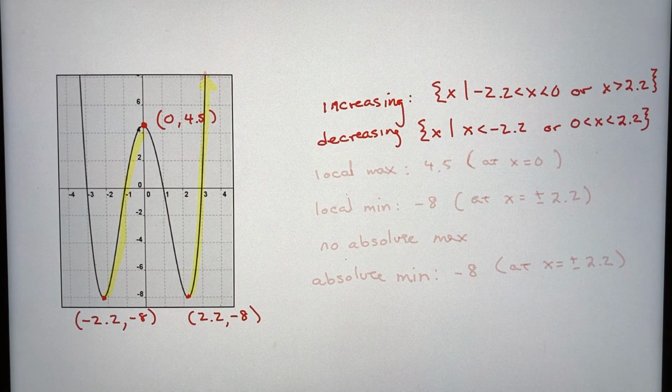Okay, local max. Again, the maximum value is the height, so 4.5, and it occurs at x equals 0. There is only one local min value. It is -8, but it occurs twice. I'm just gonna say plus or minus 2.2.